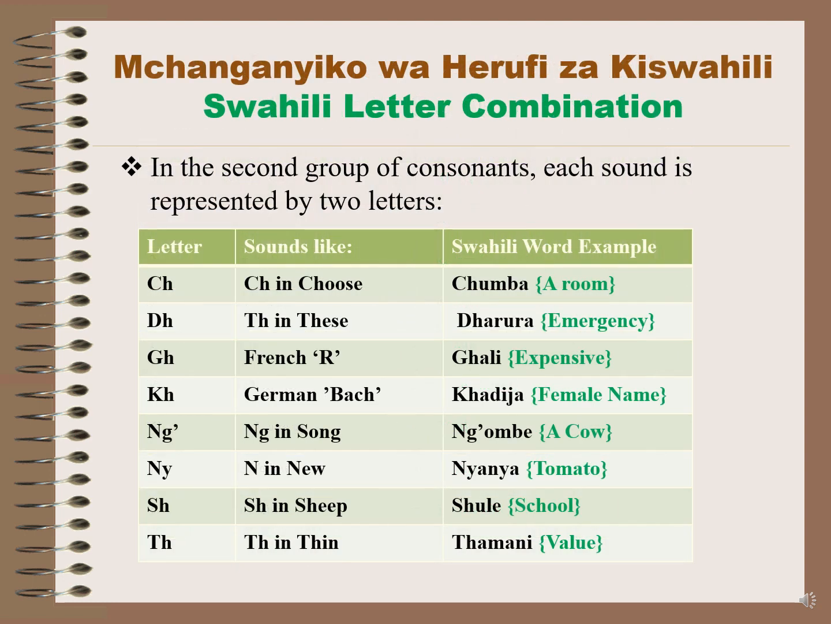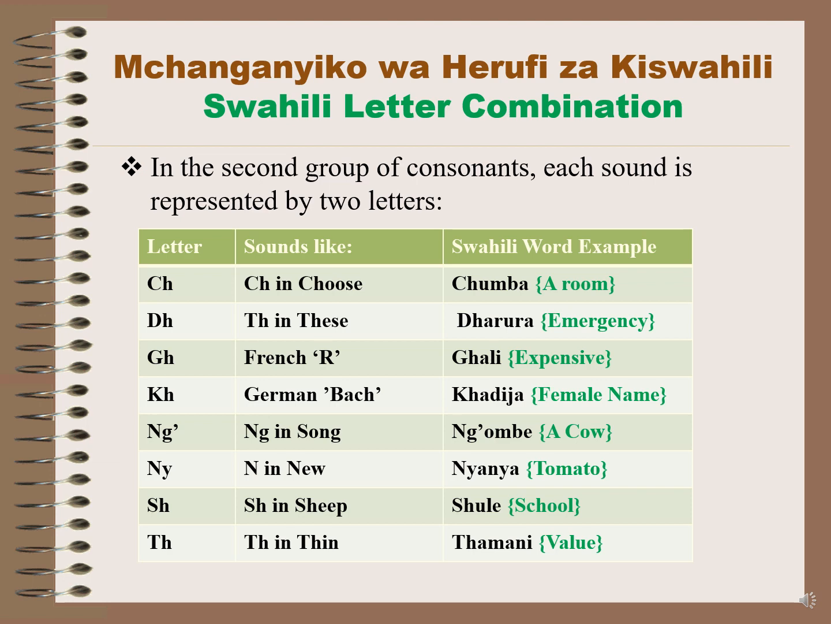Mchanganyiko wa herufi za Kiswahili, Swahili letter combination. In the second group of consonants, each sound is represented by two letters. There are letters ch, dh, gh, kh, ng', ny, sh, and th. So, letter ch sounds like ch in choose. And the Swahili word we have for this letter combination is chumba, meaning a room.